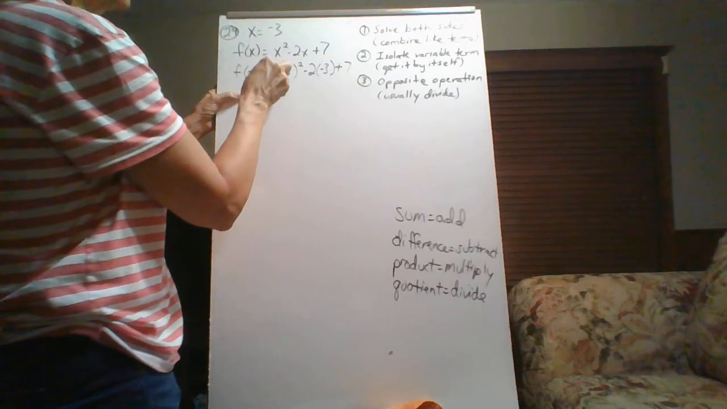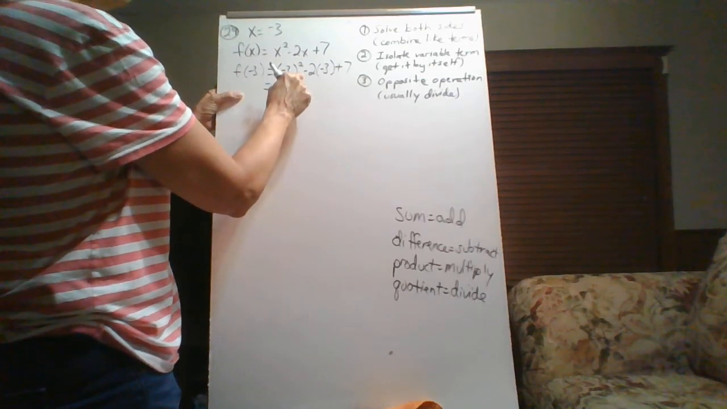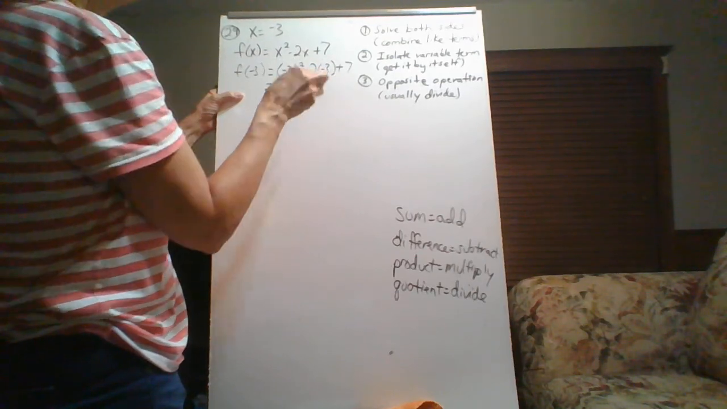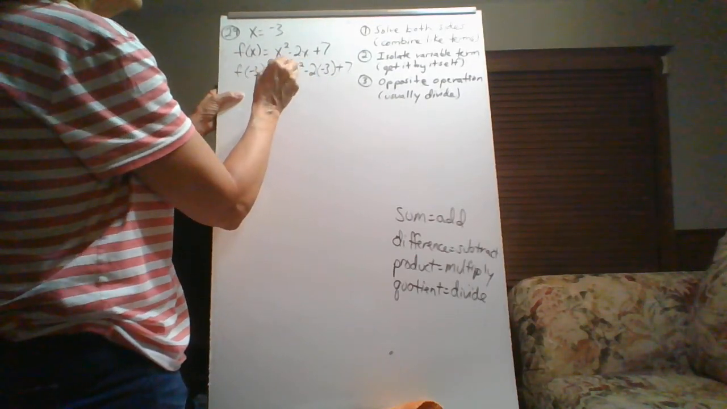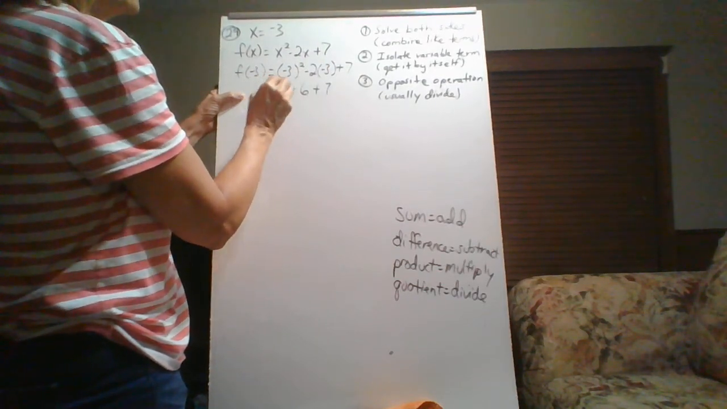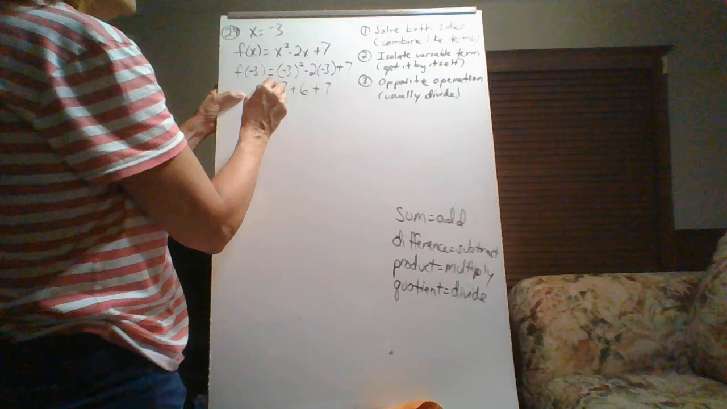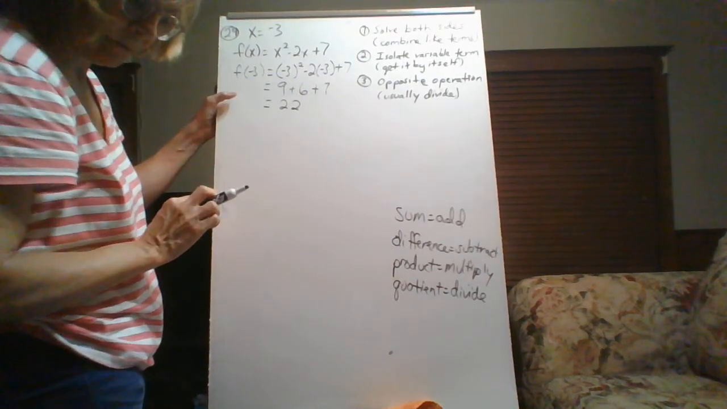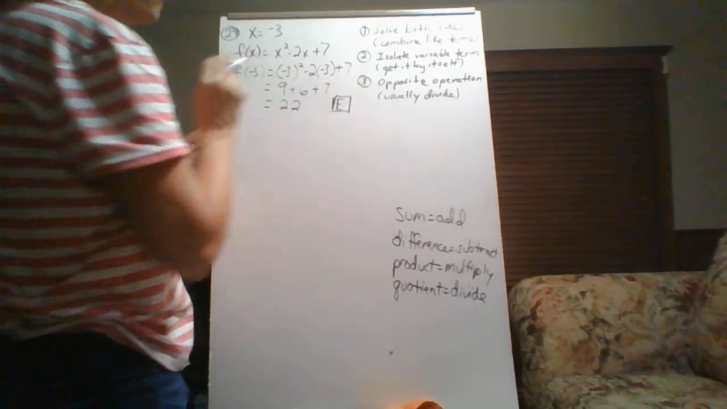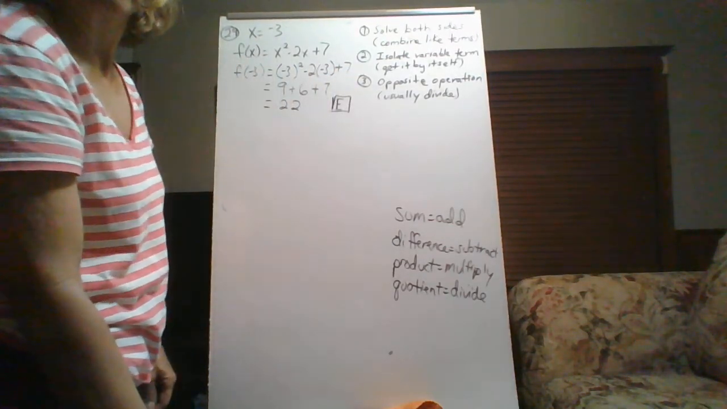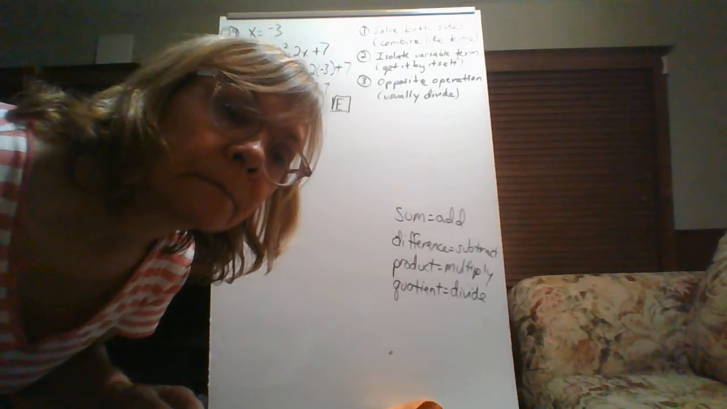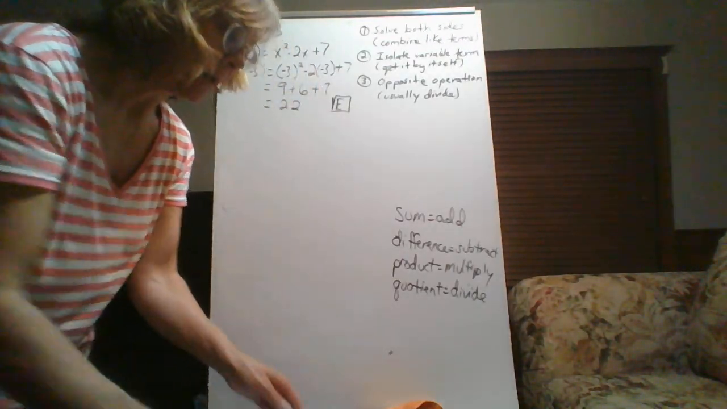-3 times -3 is +9 minus 2 times -3 is going to be a -6. So I've got minus and negative. So I've got plus 6 plus 7. So 9 plus 6, 15, 22, which is answer E. Okay, so that's another one that you're just plugging in. All right, number 30.